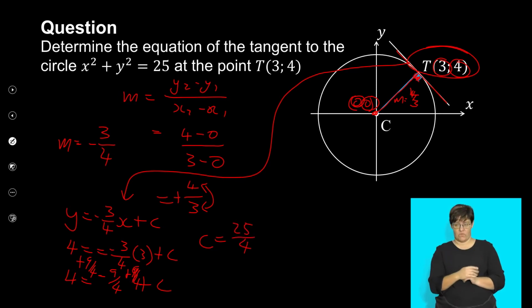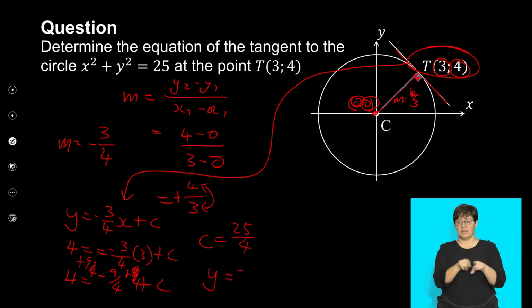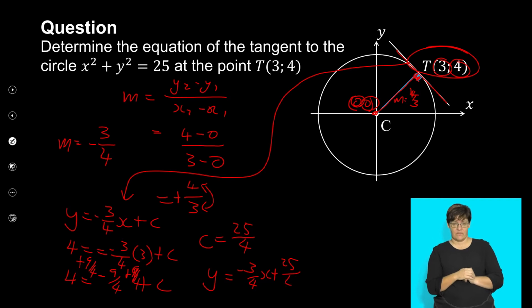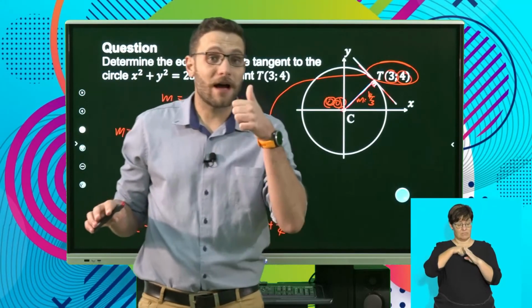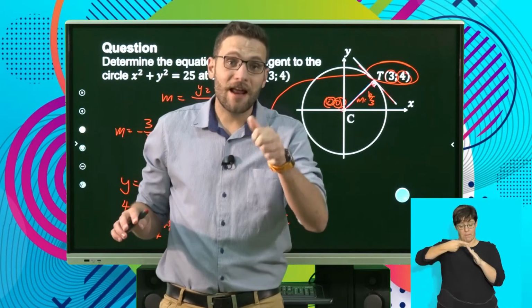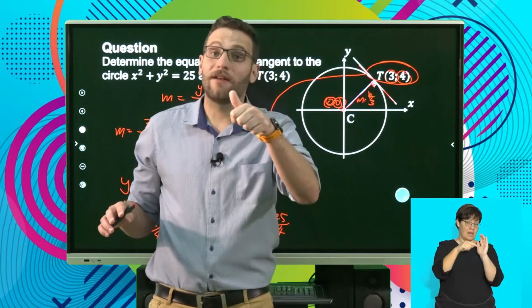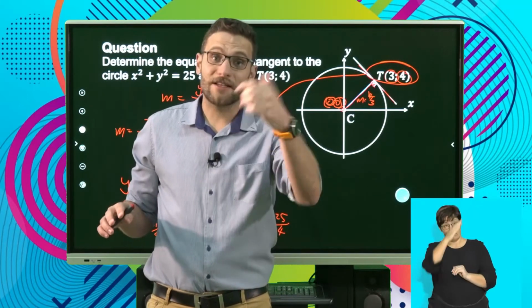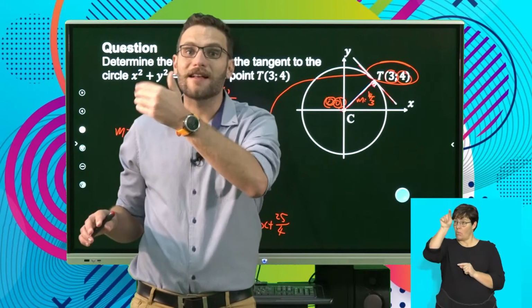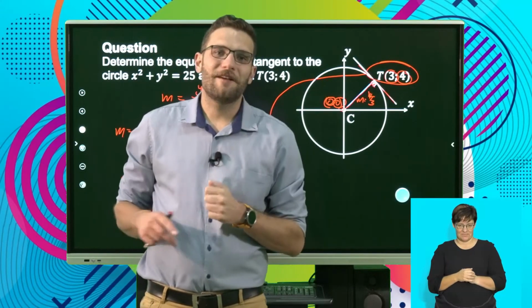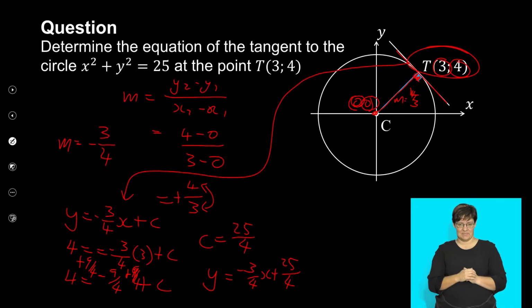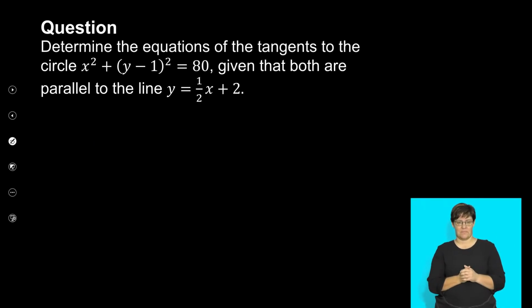My gradient is negative 3 over 4. And so the equation of my line is minus 3 over 4x plus 25 over 4. So to recap, what did I do? I work out the gradient of my radius. Then I flip it over and change the sign so that I can calculate the gradient of my tangent. And then I sub in the points so that I can then calculate my y cut. Excellent. So let's move on to the next question.